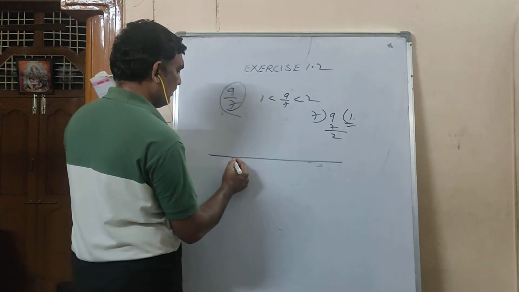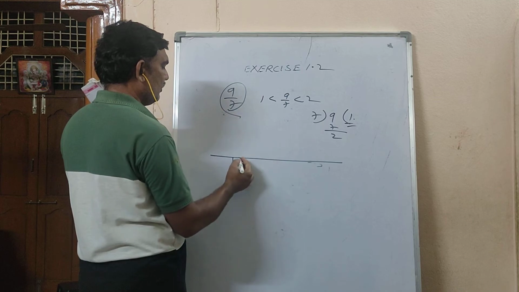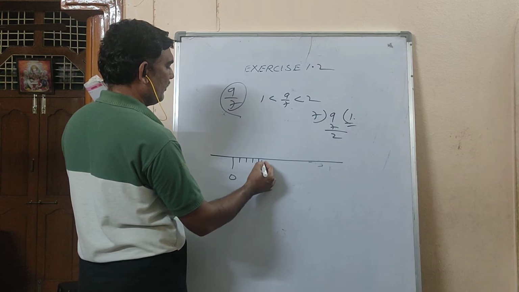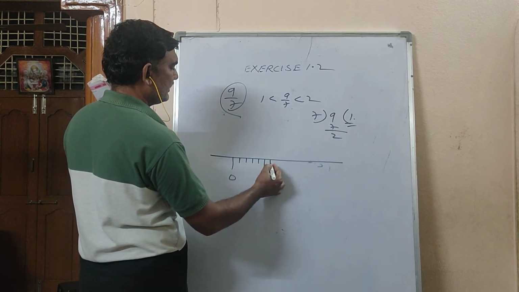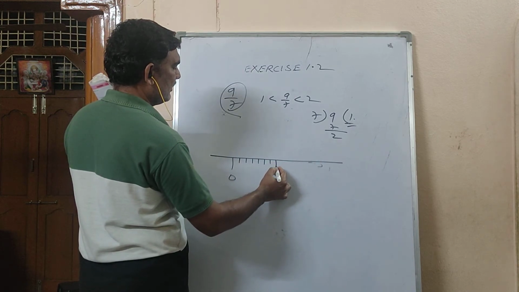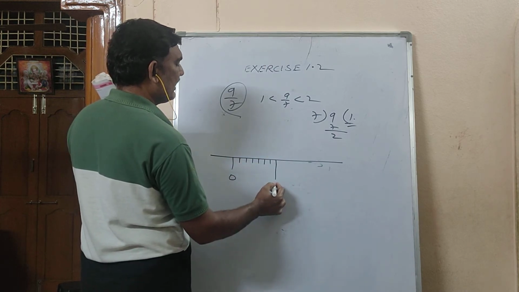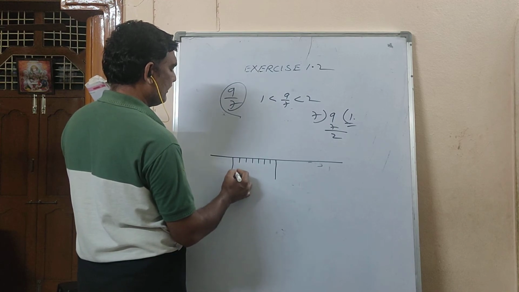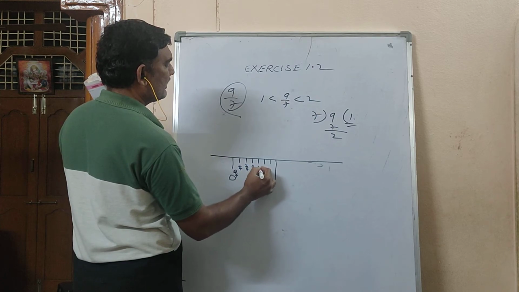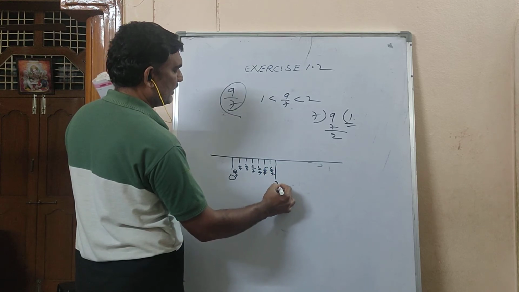Draw the number line. Keep 0. 7 is the denominator, so I make 7 equal parts. 1, 2, 3, 4, 5, 6, 7. 7 equal parts are done. Here it is 0 by 7, then 1 by 7, 2 by 7, 3 by 7, 4 by 7, 5 by 7, 6 by 7. This is 7 by 7.